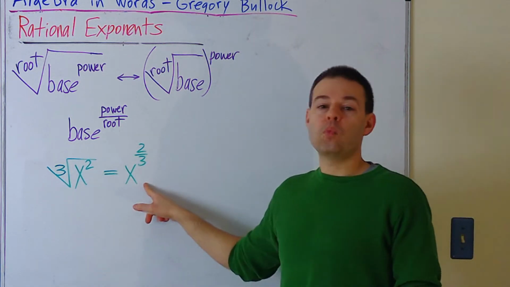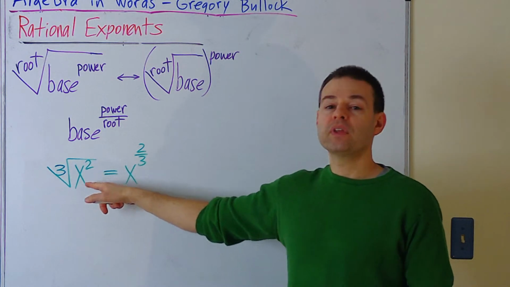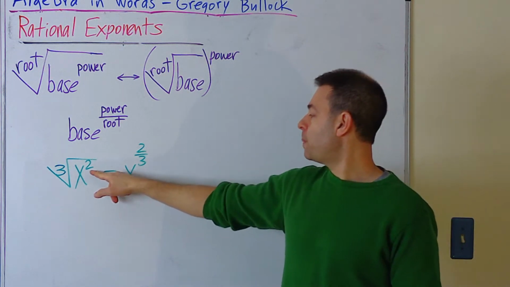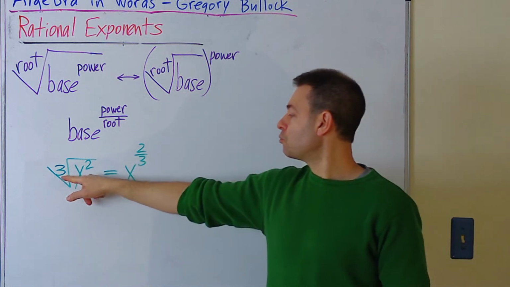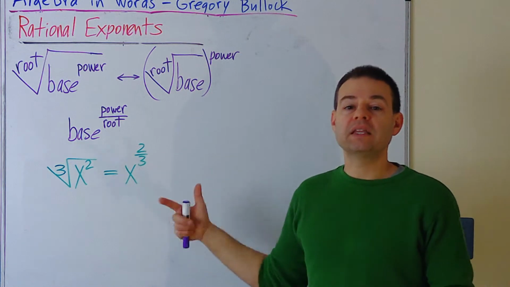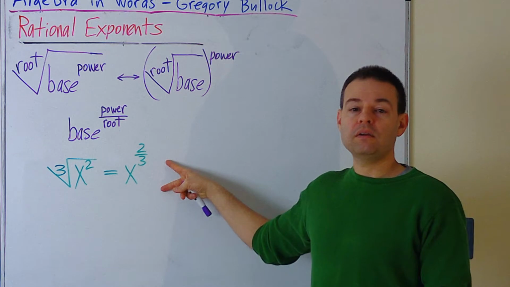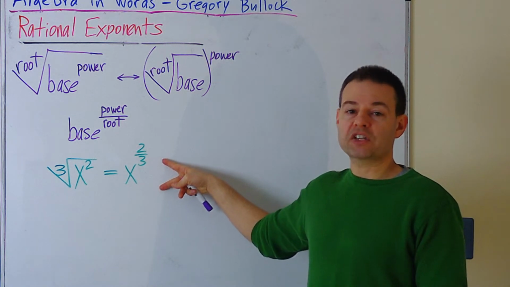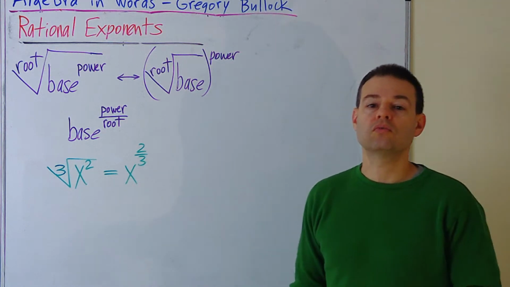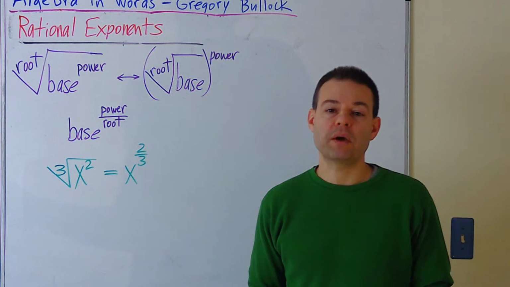I have one basic example here where we have the cube root of x squared. And if we were to convert that into rational exponent form, the power goes in the numerator, the root goes in the denominator, and you would have x to the 2/3. And likewise, you could go in either direction. You could be given a base with a rational exponent and convert it back into radical form. So I'm going to erase this, and then we're going to look at a few examples.